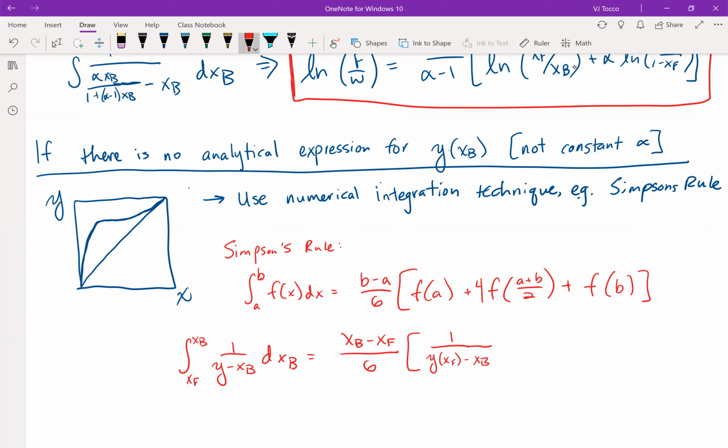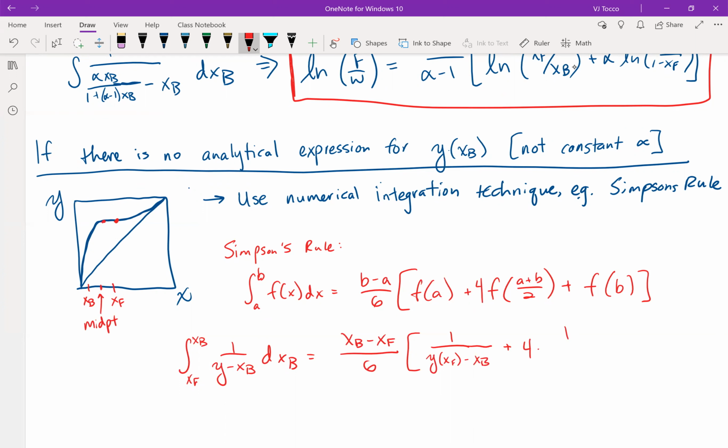So if I have a table or a graph of my equilibrium data, I would see whatever my xf is. Let's say xf is there. The value of y at xf would be wherever on my equilibrium curve that value crosses, plus 4 times the value of the function at the midpoint. So I have to know what xb is then. Let's say xb is there. xb plus xf divided by 2 would be halfway in the middle, right, so right there. And this would be the value of the function there.